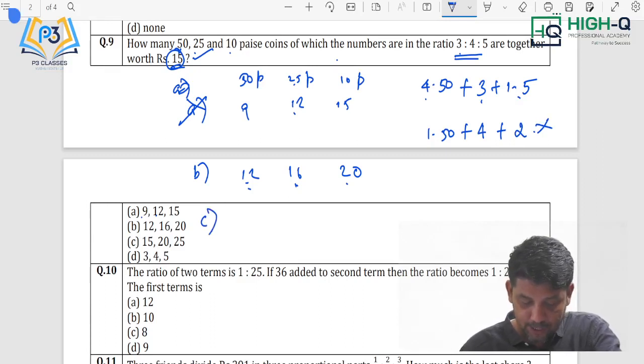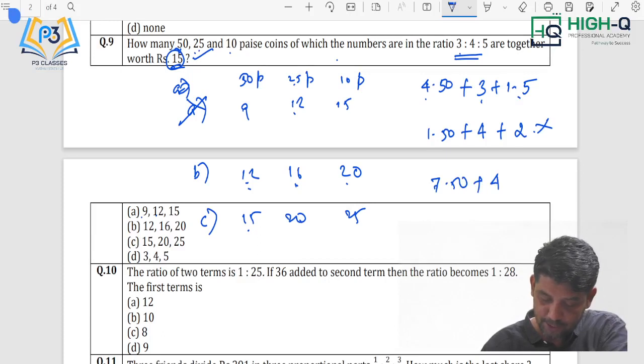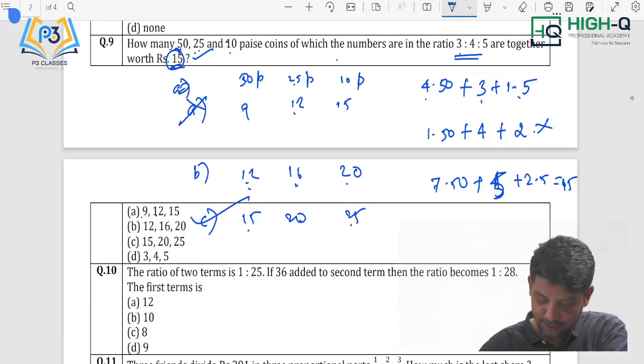C. What exactly will come? C is nothing but 15, 20, 25. Yes, this is also 3:4:5. Let me check. 15 50 paise coins, 7 rupees 50 paise. 20 25 paise coins is what? 5 rupees. 25 10 paise coins, plus 2.5. Yes, sir. We are getting 15 rupees, sir. Our answer is C. Fine.